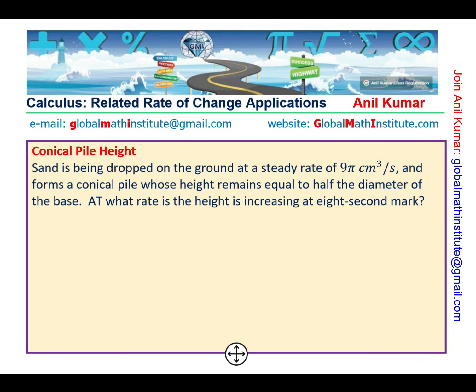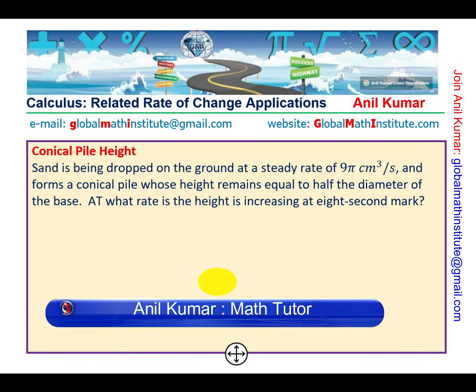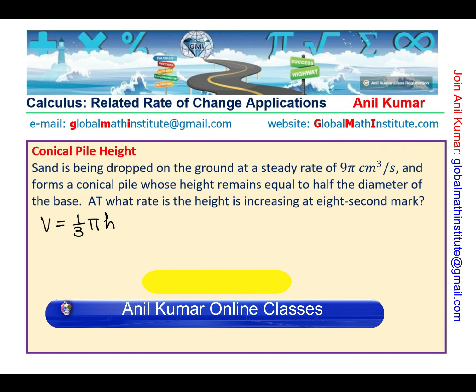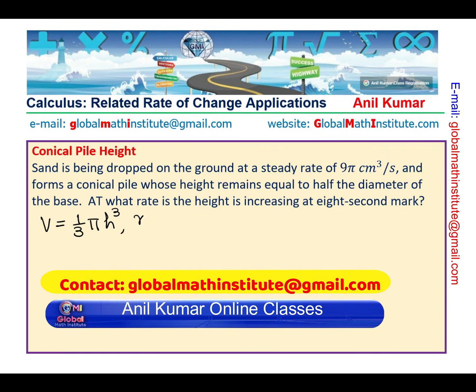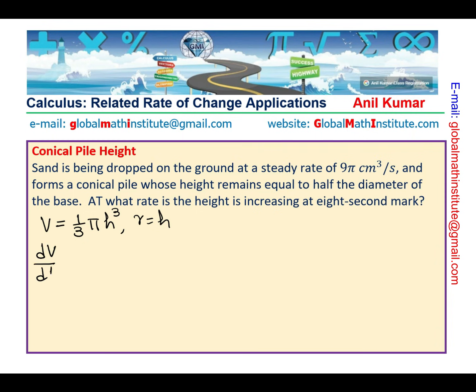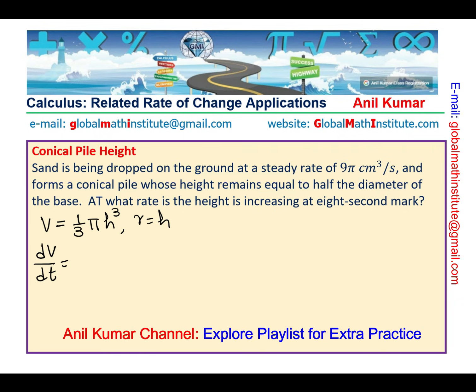Correct. So basically what we did was that we found that the volume was 1/3 pi h cubed since r equals h, right? And we wrote dV/dt as 1/3 into 3 will be just 1, pi h squared dh/dt.